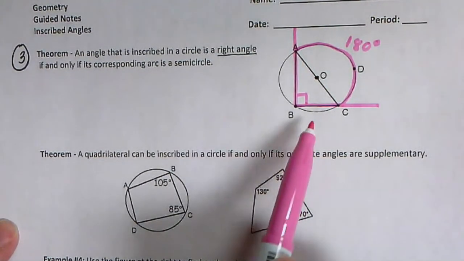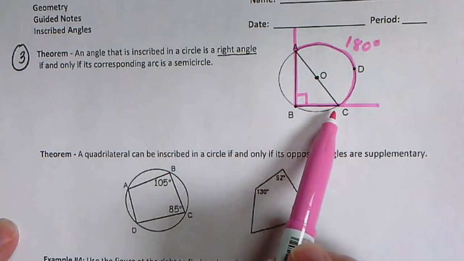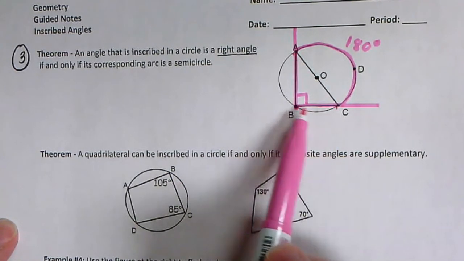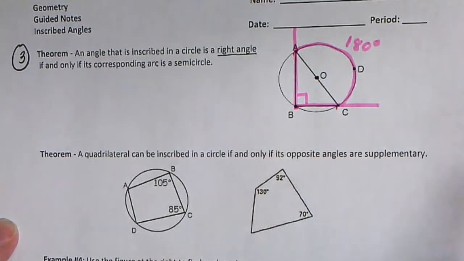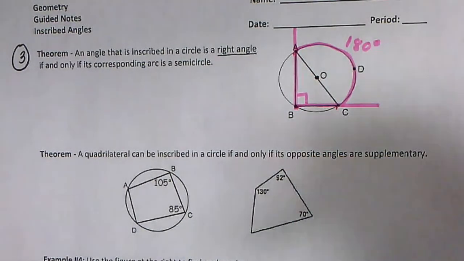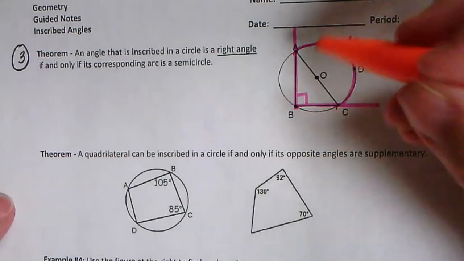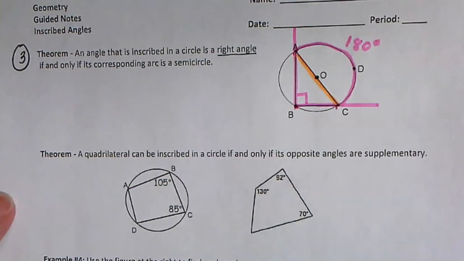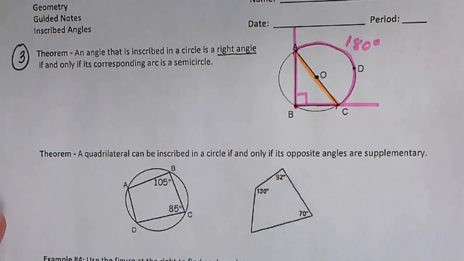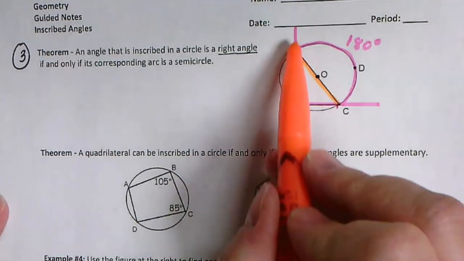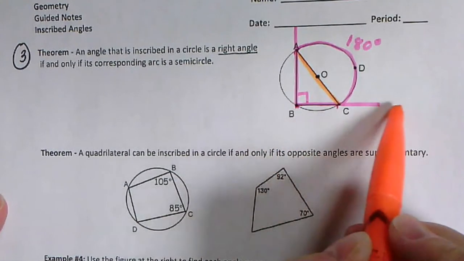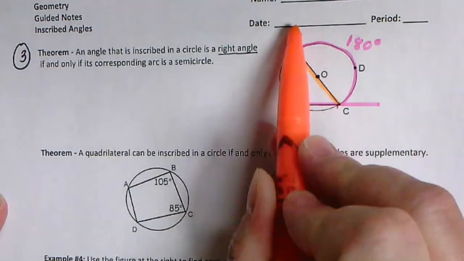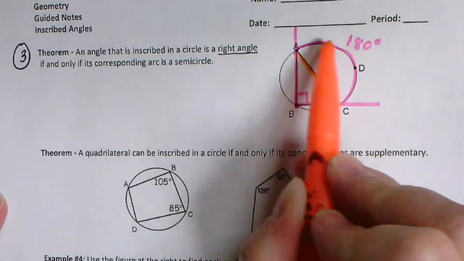One is anytime you have a triangle inscribed in a circle, and to be inscribed in the circle, that means all 3 points have to be on the circle. So point A is on the circle, point B is on the circle, point C is on the circle. If you have a triangle inscribed in a circle, if one side of the triangle is a diameter of that circle, then it's going to be a right triangle every single time. Because that implies that this angle over here cuts off or intercepts half the circle, and half of 180 is always 90.